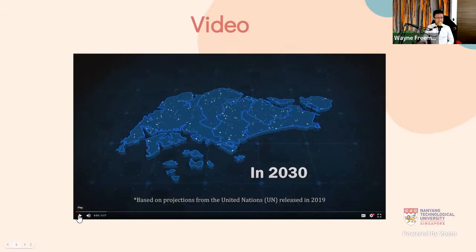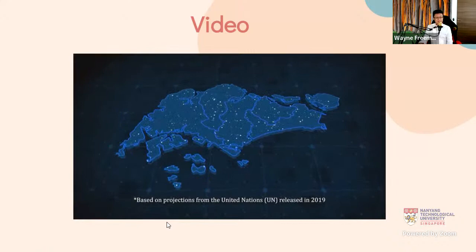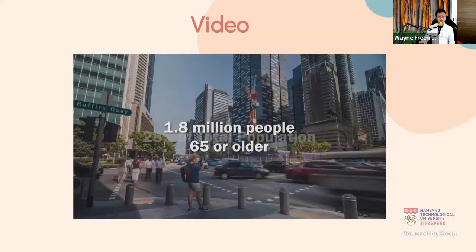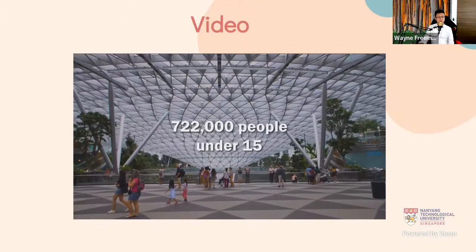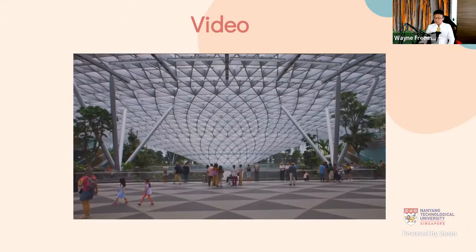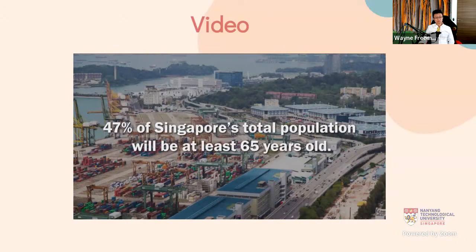Yes, good. Okay. Based on projections from the United Nations released in 2019, by then, there will be 806,000 people under 15 years old and 1.8 million people who are aged 65 years or older, making up about 28% of the total population. The numbers will reach 722,000 and 3.08 million respectively, out of a total population of 6.58 million by 2050. What does it mean? It means that in about 3 decades, almost half of Singapore's total population will be at least 65 years old.